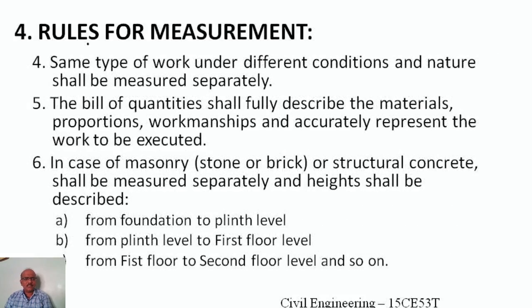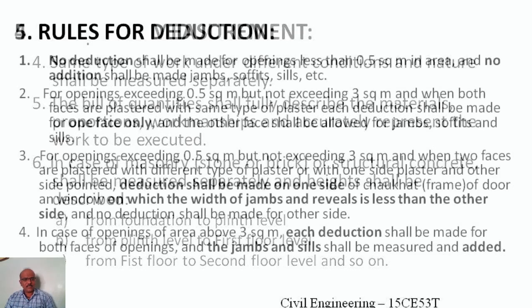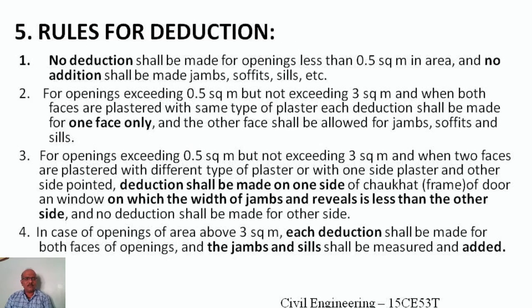Okay, this is regarding the rules of measurement. The next one is rules for the deduction. Deduction will come in case of plastering and also in case of the brickwork. The deduction has to be left for the doors and window openings, ventilators, windows, doors. In such cases, the deduction has to be done for brickwork, masonry or plastering.